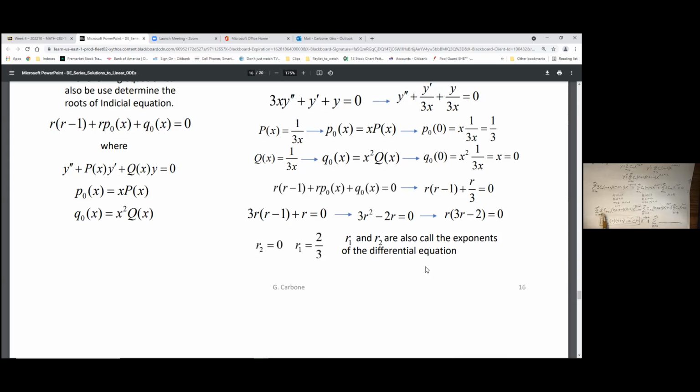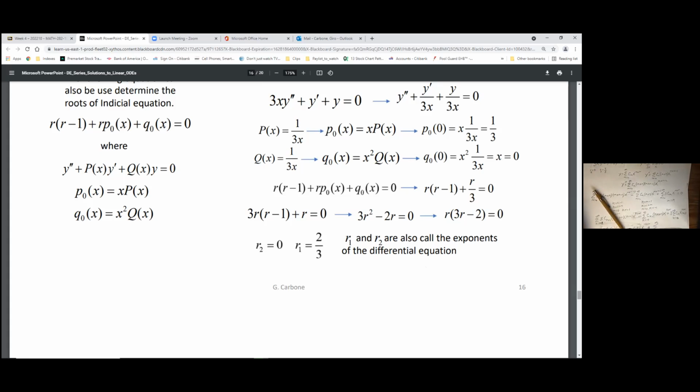So look at this if you want. You're not going to be tested on this, but you can actually check your results and see if you got the right values of R1 and R2. So I just want you to be aware of this. You get R1 and R2 without having to go through the method that we did before.